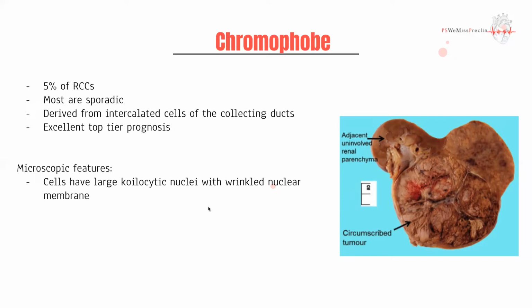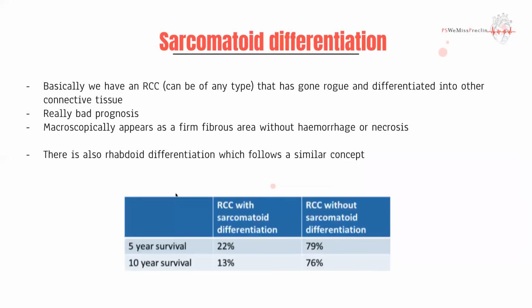So the cells have large koilocytic nuclei with wrinkled nuclear membranes. I don't think it's relevant to know how that fits in with the wider realm of things. But again, from a pathology perspective, maybe good to know.